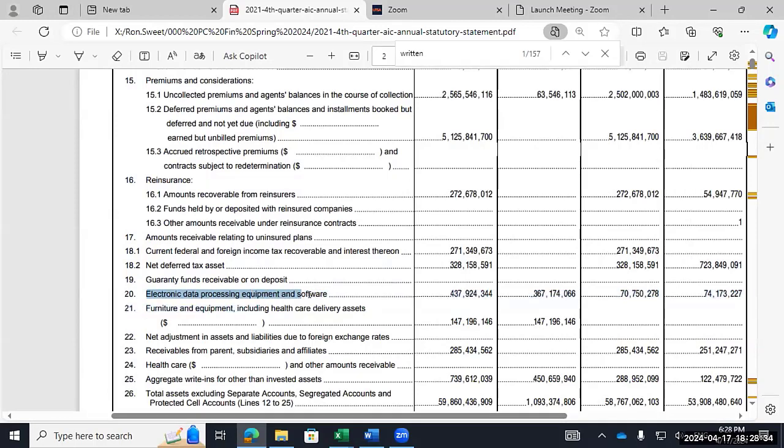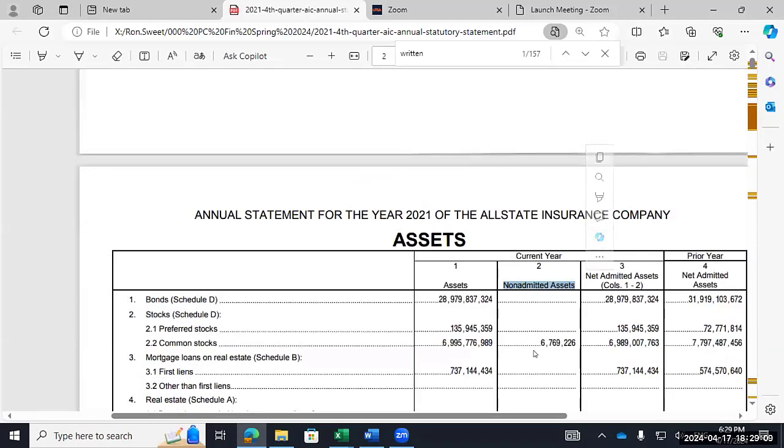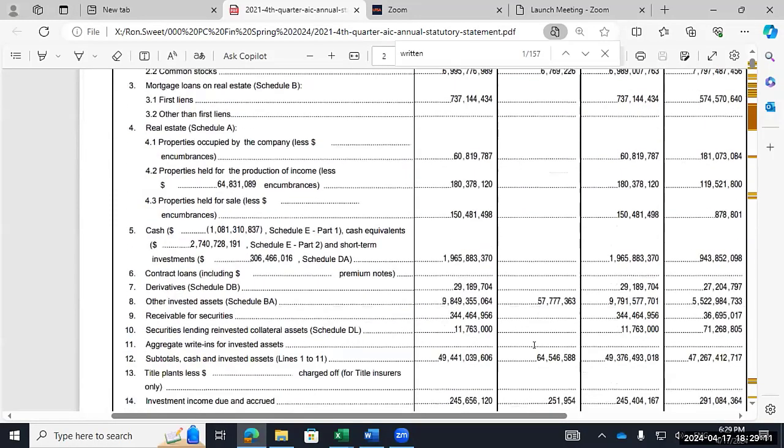So EDP, processing equipment, that's an old word. You can only keep a small smidgen of that. Furniture and equipment, you can't put any of that on your balance sheet. You subtract the entire amount out. Now, when I started, Texas was the only state that allows you to put furniture and equipment on your balance sheet. It's really strange. But yeah, if you buy a table or whatever, a truck, that all has to be written off to zero. You won't see non-admitted assets on the GAAP side. That's a very unique item.